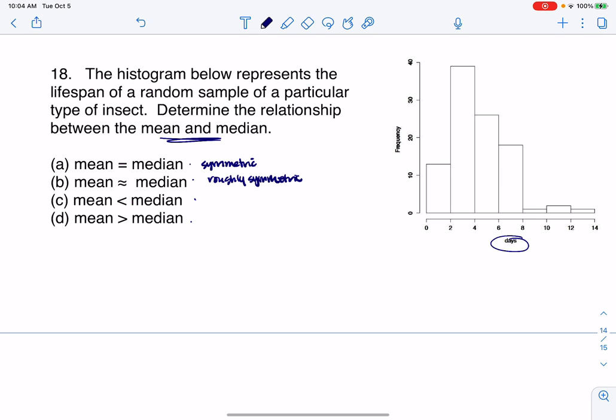If the mean is less than the median, meaning it's to the left of the median on the number line, we would say it skews left. And when the mean is greater than the median, meaning it's to the right of the median on the number line, it would skew right.